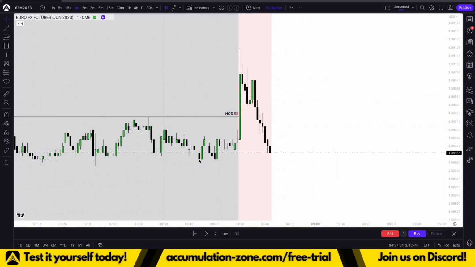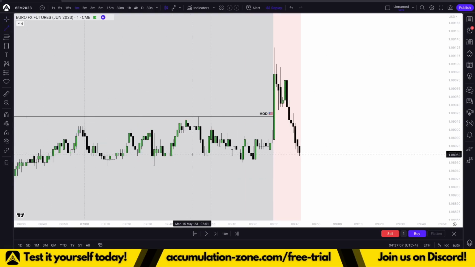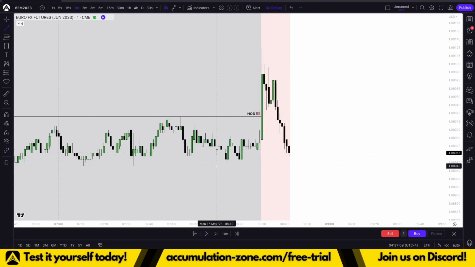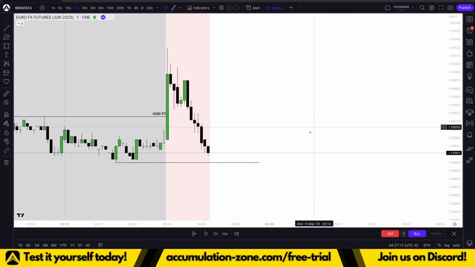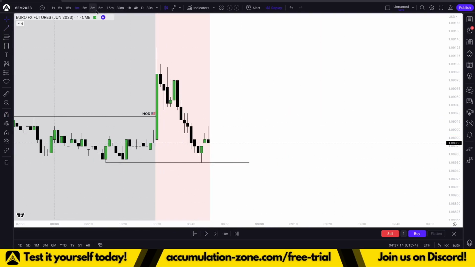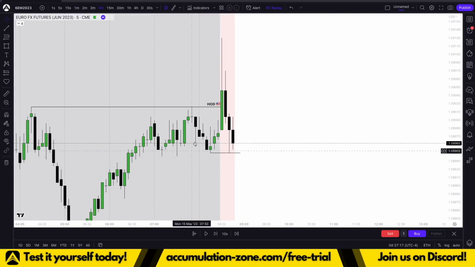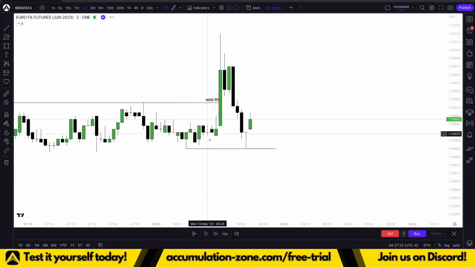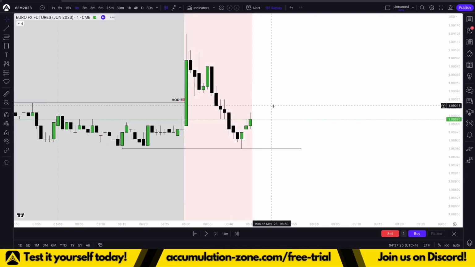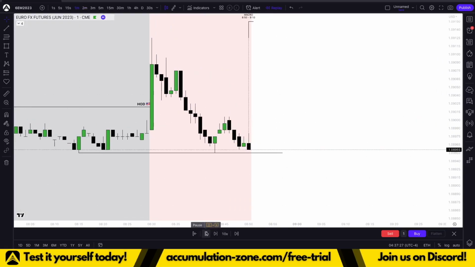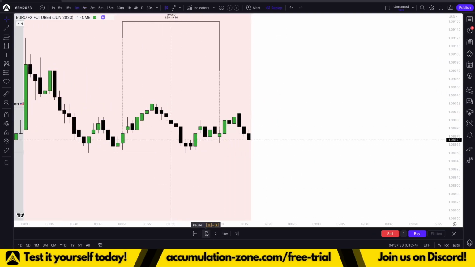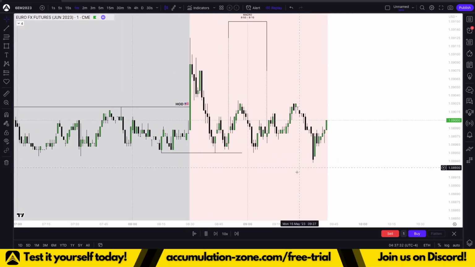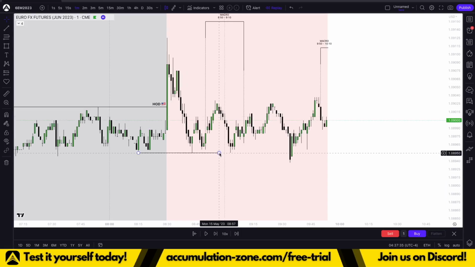Our market structure shift would happen once we break this low right here. We could also check the higher time frame for that quickly. Yep, this would be the market structure shift on the higher time frame. Let's maybe check the 2-minute, no, that would be it. Okay, it took quite some time and formed 3 equal lows before we actually would have taken out this low.